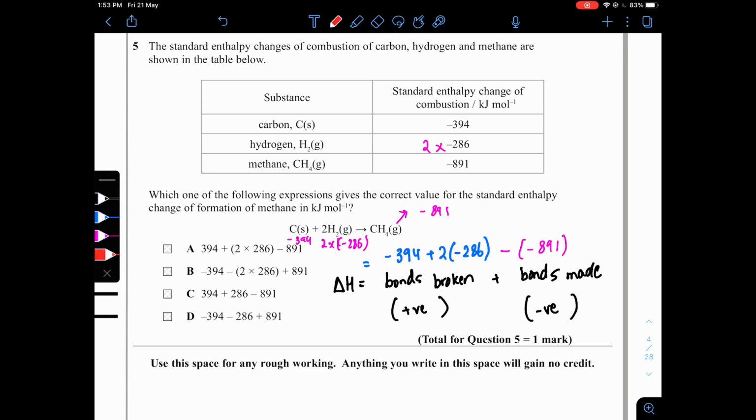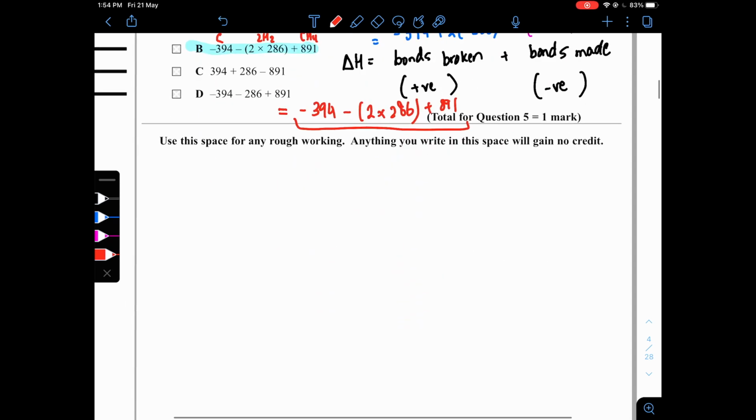So when we simplify this, our expression should look like -394, right? And then plus 2 times -286 plus 891. So now we just need to look at which ones correlate to this expression we got here. And you can see that it's not A, so we can cancel A. Is it B, -394 minus 2 times 286 plus 891? So it's B. You can also see that this refers to the carbon, this refers to the 2H2, and this refers to the CH4. Okay, so just to clarify.